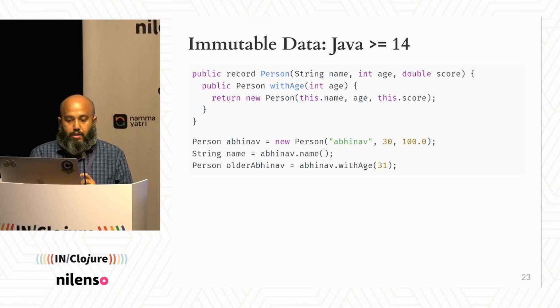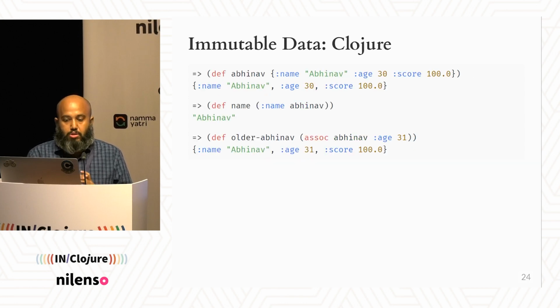After Java 14, you would use a record, right? You'll have to write this with-age function and return a copy yourself, but it works in the same way, right? In Clojure, you would use a map, right? So something like this, and again, you can use map operations to change the value, but it again returns a copy, so it does not change the original structure, original object, right?